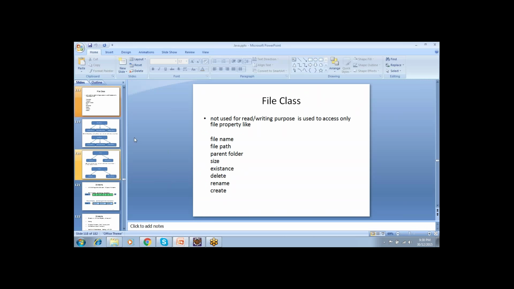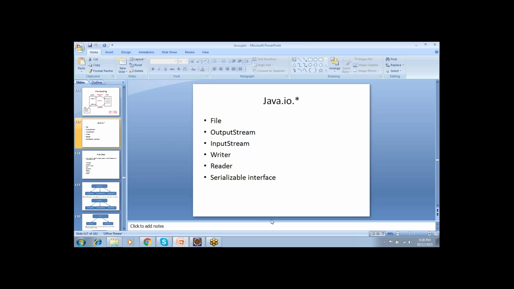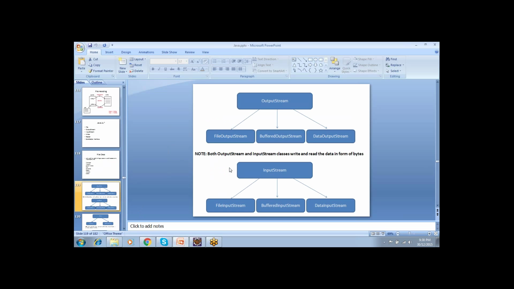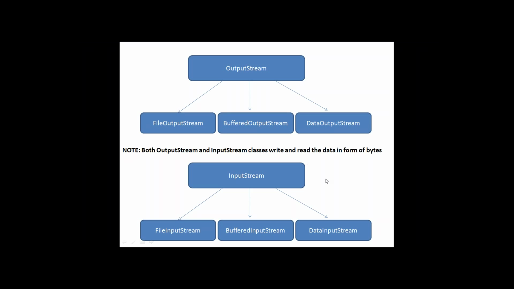After that, the next classes are OutputStream and InputStream. OutputStream is used for writing content into the file, and InputStream is for reading purposes. Both OutputStream and InputStream are abstract classes, so we can't create an object of an abstract class. So there are some derived classes from OutputStream and InputStream. The first class for writing content into the file is FileOutputStream, and for reading I am going to use FileInputStream.